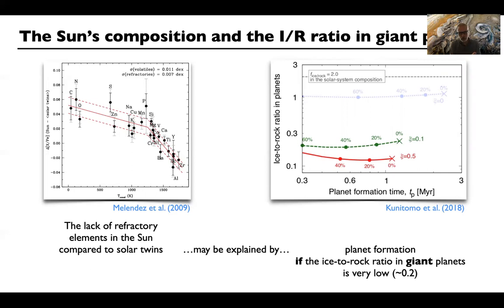If you embed a lot of solids into the giant planets, and if it's mostly rocks, so the ice to rock ratio in giant planets is very low, of order 0.2, then this is the way we showed with Masanobu Kunitomo to explain this observation. Unfortunately, we don't know the ice to rock ratio in giant planets in our solar system or in exoplanets, but maybe we'll have the means to get that in the future. And this would be a very, very interesting measurement.